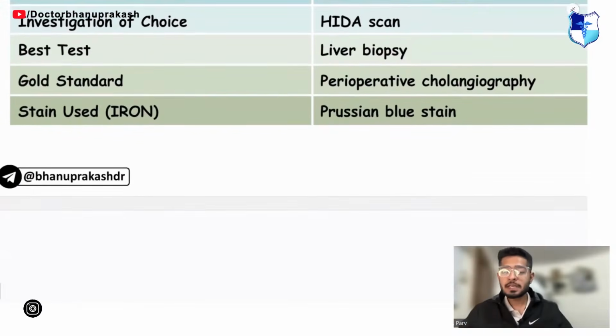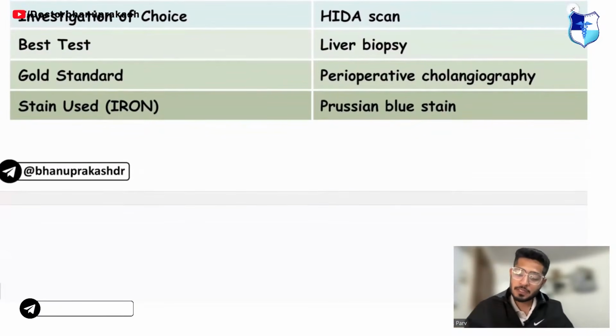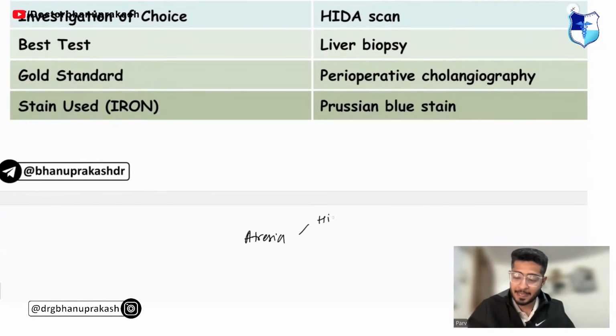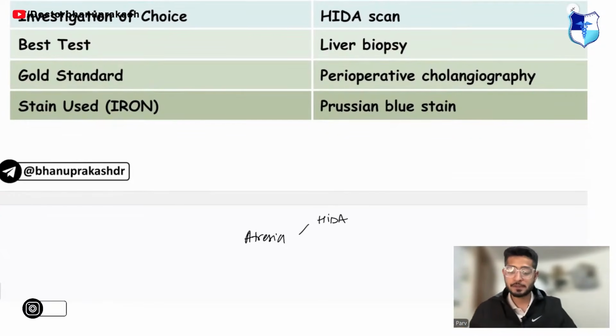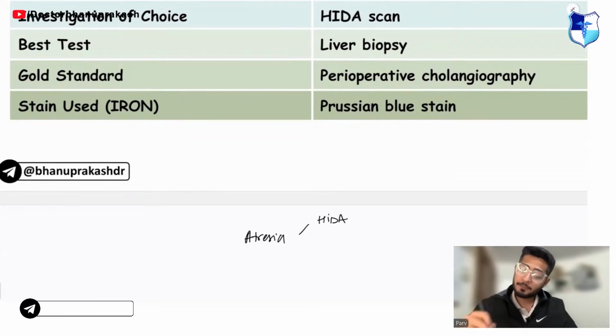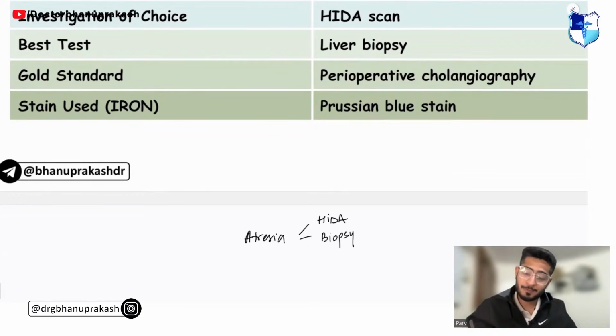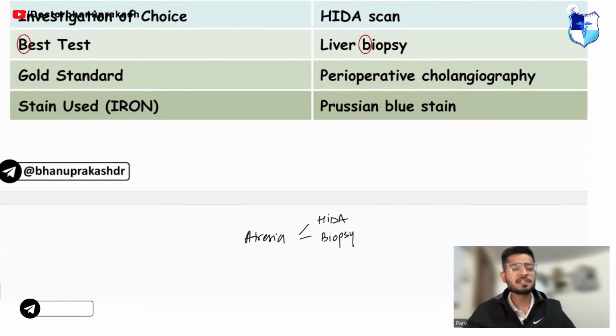What is the investigation of choice in biliary atresia? The investigation of choice is going to be HIDA scan, but the best test is going to be biopsy. B for best test, B for biopsy. I've seen students doing this wrong. Sir, investigation of choice was asked, we answered biopsy. No, B for best test, B for biopsy. Investigation of choice, of course, is HIDA. But what is the gold standard?